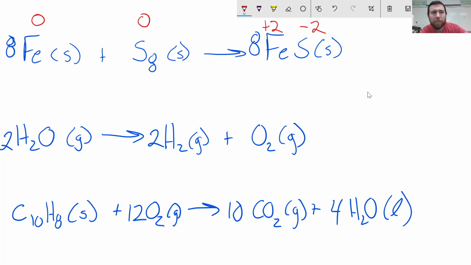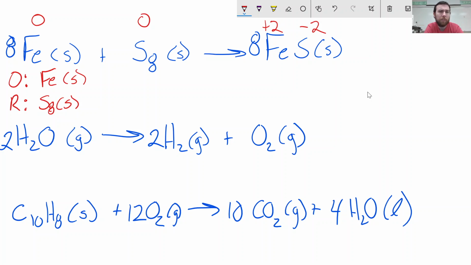Now, if we want to get very specific here, we want to think about what substance was oxidized. So remember, oxidation is loss. What substance lost electrons? That would be the iron. So we would say that Fe is oxidized. And then our substance that's reduced would be the S8. Sulfur is our substance that got reduced, right? Because sulfur gained electrons. It went from an oxidation state of 0 to an oxidation state of -2. Okay, hopefully that makes sense.